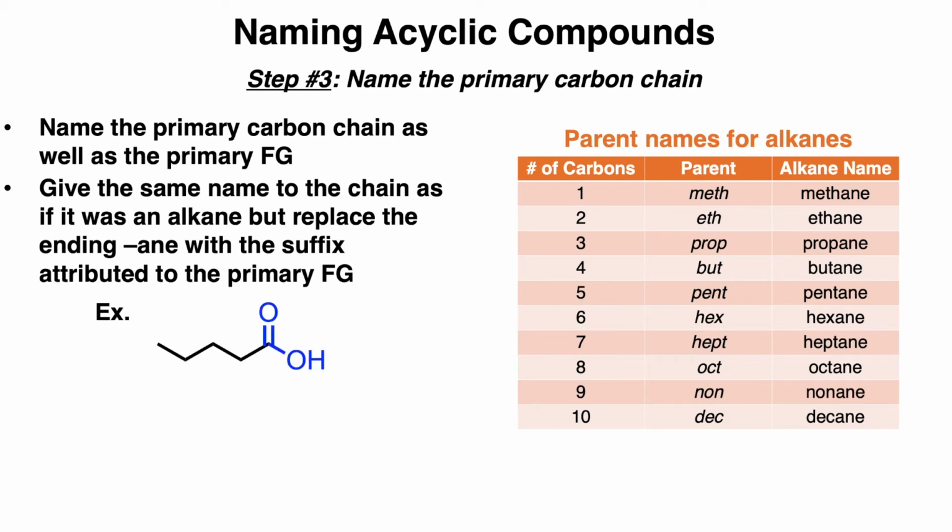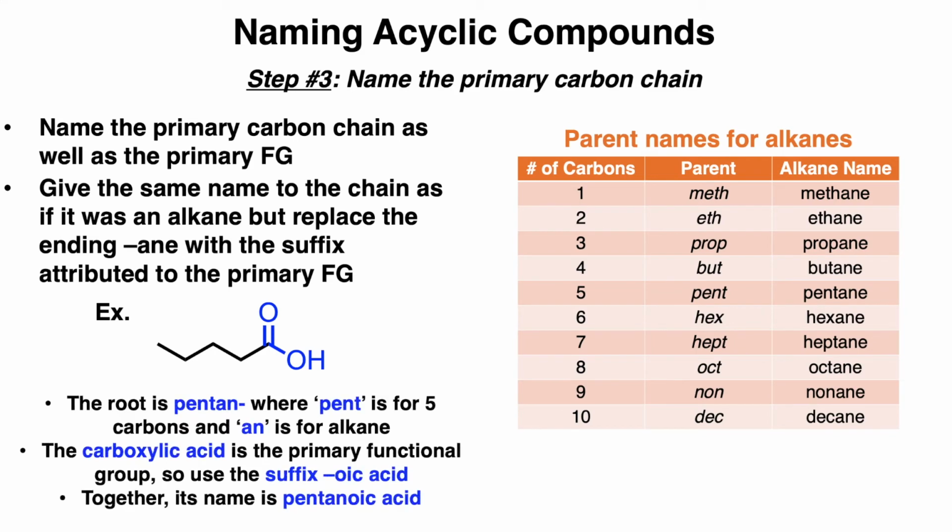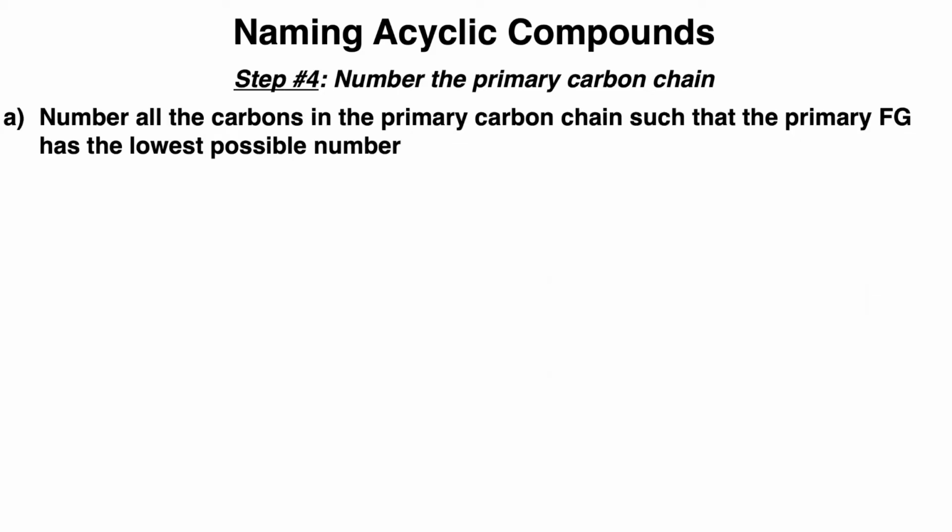In this example, the carboxylic acid is our primary functional group, and the rest of the molecule is an alkane. So it will have the root of pentanoic acid, where pent is for the 5 carbons in the chain, an is for the alkane, and oic acid is because the carboxylic acid is the primary functional group.